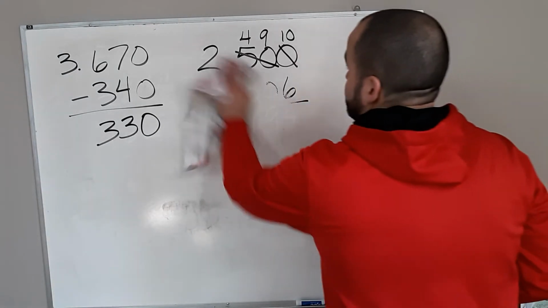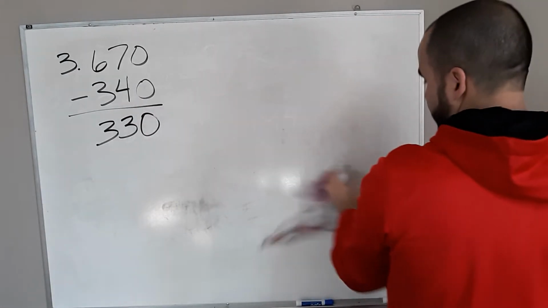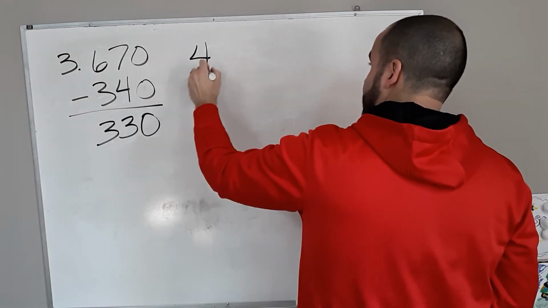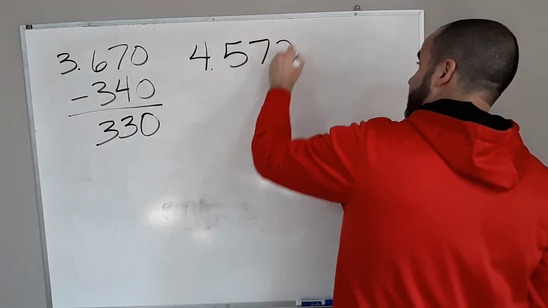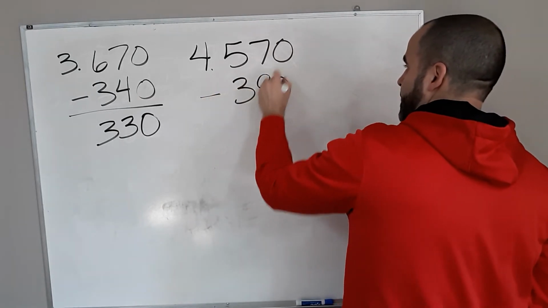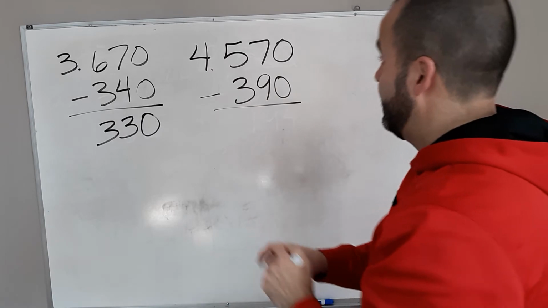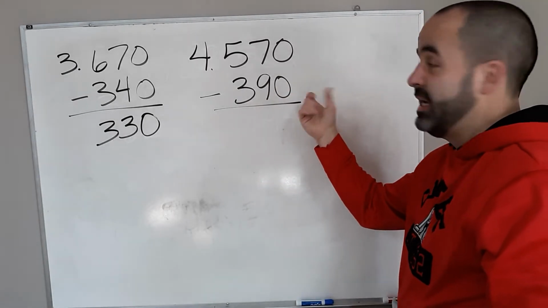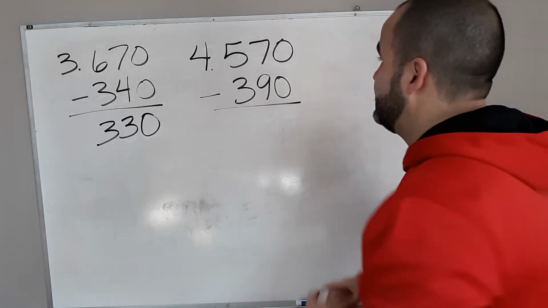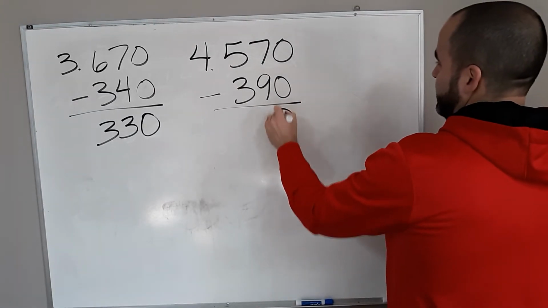All right, finally let's go to number 4. Number 4 says 570 minus 390. All right, starting as far to the right as we can, 0 minus 0. Same as over here, since those two are the same digit, it's a 0 on the bottom.